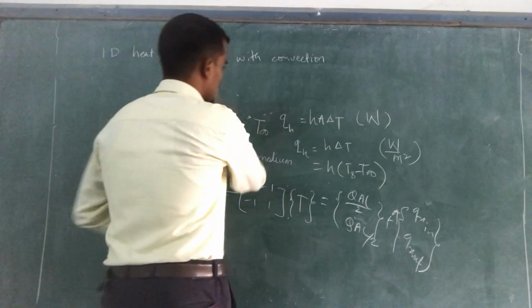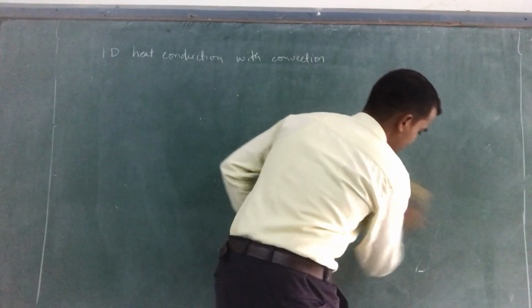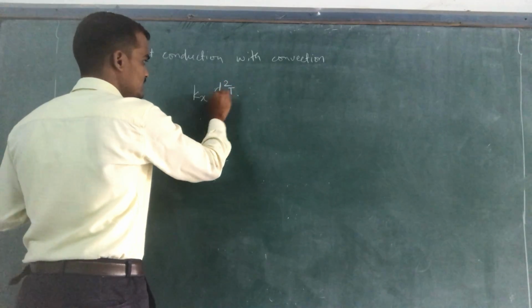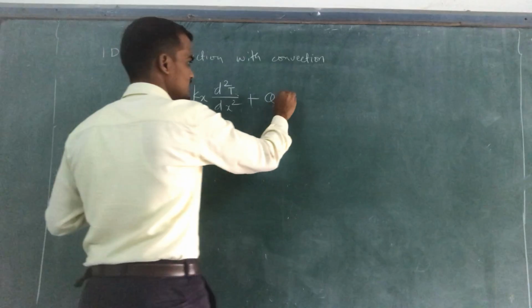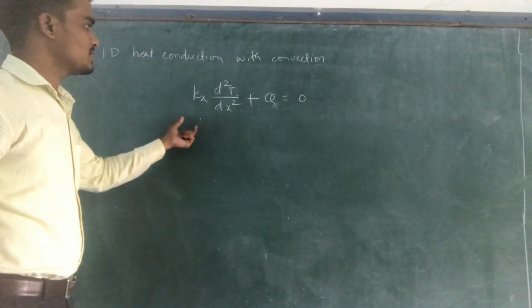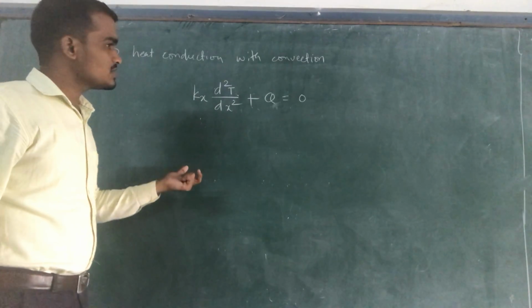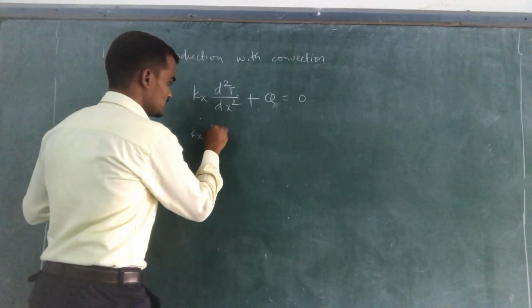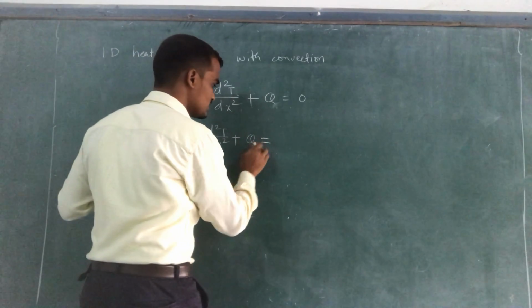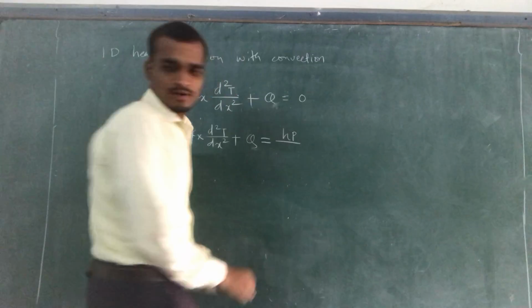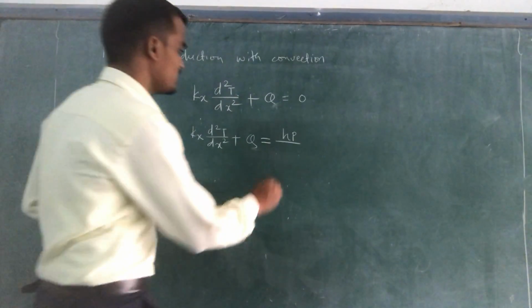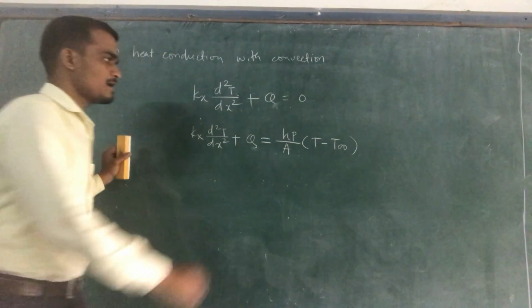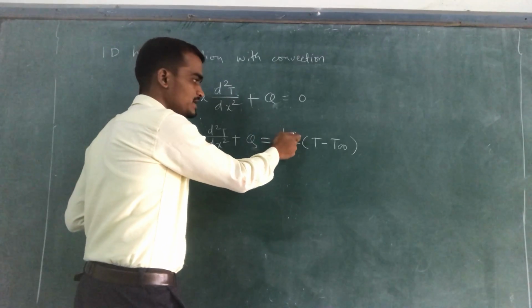We know that the governing differential equation for steady-state heat conduction is given by Kx d square T by dx square plus q is equal to 0. But we need the governing differential equation for steady-state one-dimensional heat conduction with convection. So this will be changed to Kx d square T by dx square plus q is equal to h P divided by A times (T minus T infinity), where T is the surface temperature of the body, h is the coefficient of convection, P is the perimeter, and A is the area.